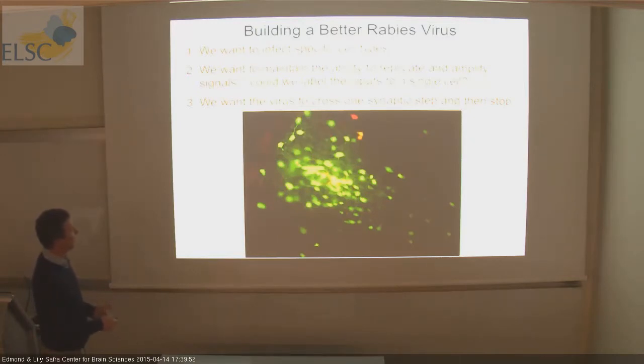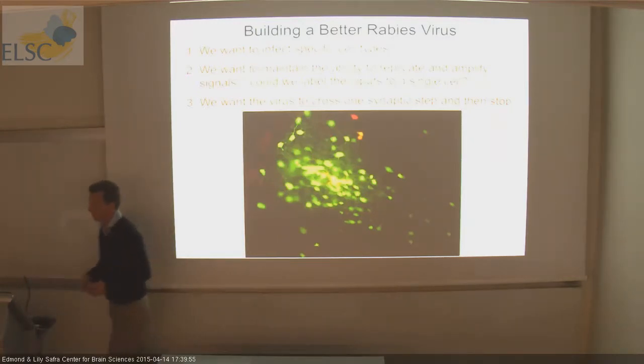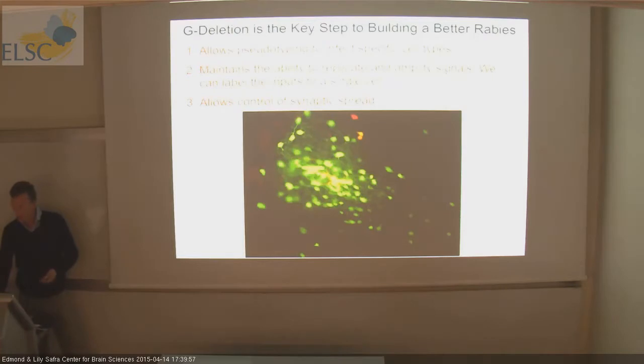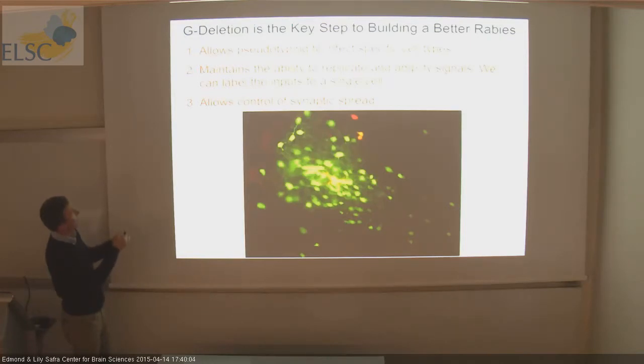And the key to being able to do that is that we use a rabies virus that has the glycoprotein gene deleted from the genome. That's what we mean by G deletion. You'll see in the next slide what I mean by that.